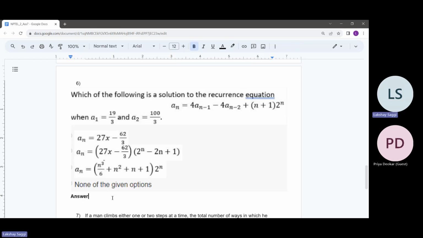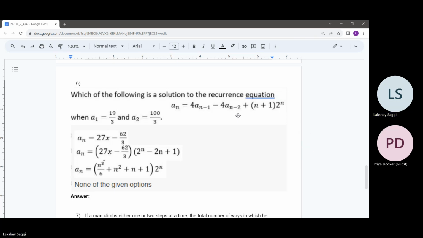Even though the sixth question is just a very calculation based and straightforward question, this concept has been covered in the lectures, how to solve non-homogeneous recursion. This belongs to that part only. The question is basically which of the following is a solution to the recurrence relation given as: a of n equals 4a of n minus 1 minus 4a of n minus 2 plus (n plus 1) times 2 raised to the power n. So we need to solve this recurrence relation.